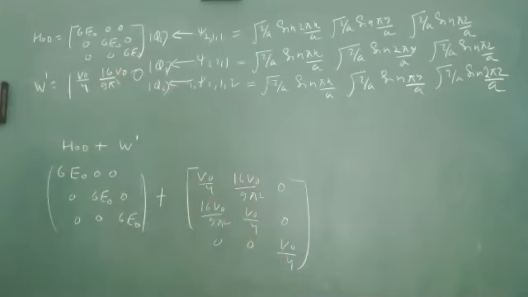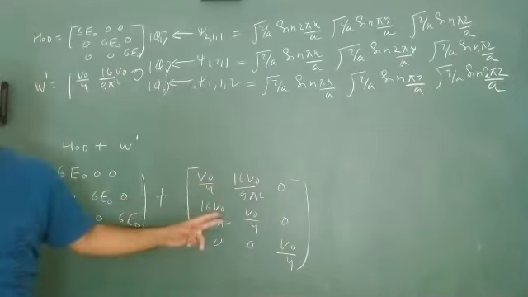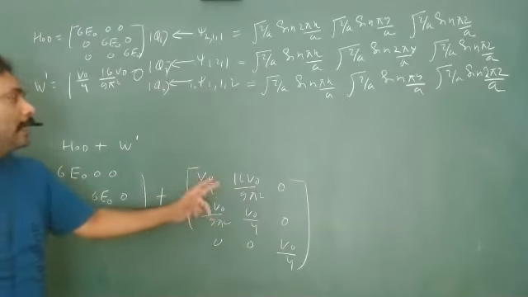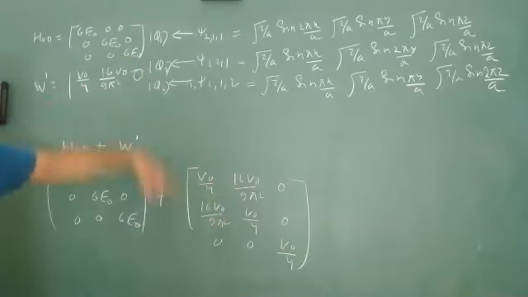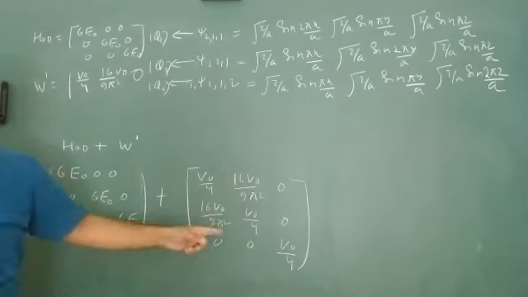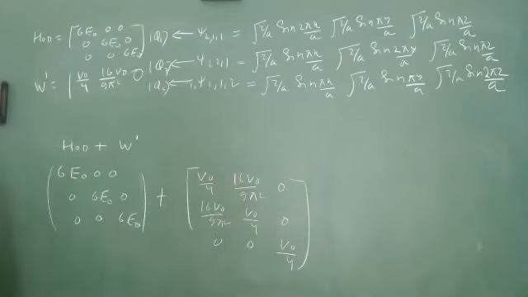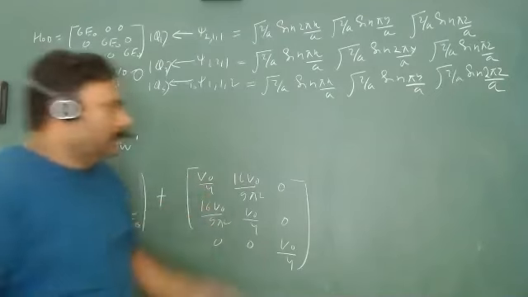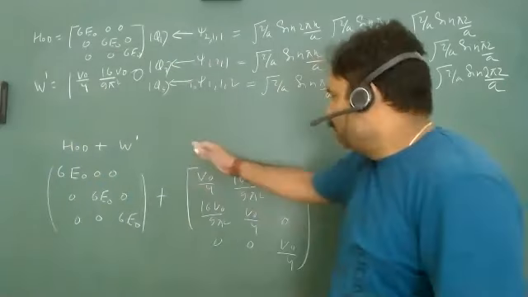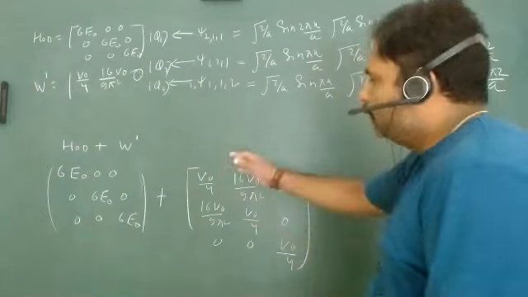Now you can see this is your diagonalized, this is your non-diagonalized. You have written W dash in a basis of this particular thing, and it is non-diagonalized. So what you have to do is diagonalize this again. Once you diagonalize this, what will you get in the diagonal term?